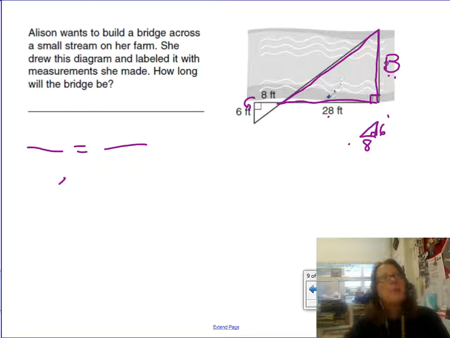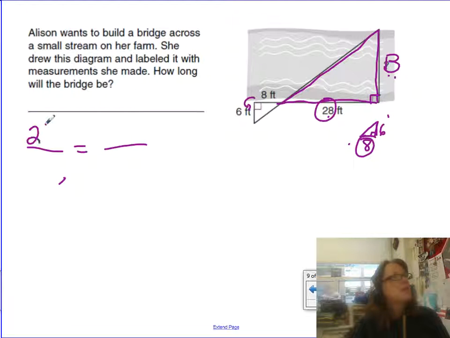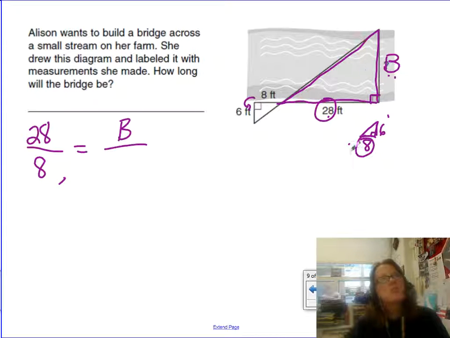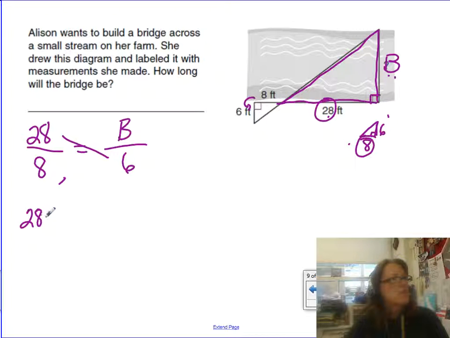Me, I see 28 and the 8. So I'm going to do that, kind of like the bottoms of the triangle. 28 is to 8, as B, my bridge, is to 6. Okie dokie. Go ahead and cross multiply and solve. 28 times 6 has to equal 8 times the length of my bridge. And then to find the length of the bridge, I'm going to divide both sides by 8.